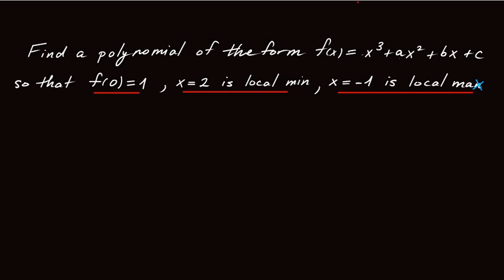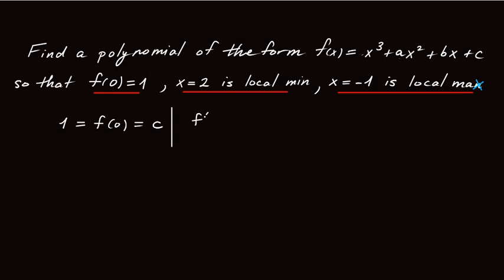So what does f of 0 equals 1 mean? Well, on the one hand, I want f of 0 to be 1. And on the other hand, I know that when I plug in 0 into this function, well, 0 cubed is 0, 0 squared is 0, b times 0 is 0, and so all I get out is c. So this first condition tells me that c is equal to 1. Let's look at the second condition. X equals 2 is a local minimum. Well, that tells me it's a critical point, and so therefore I expect the derivative should be 0.